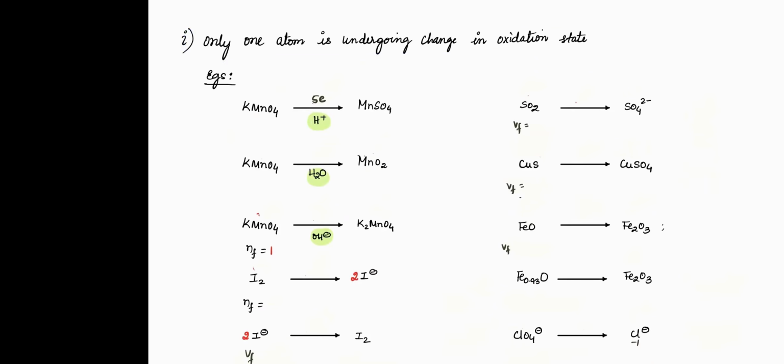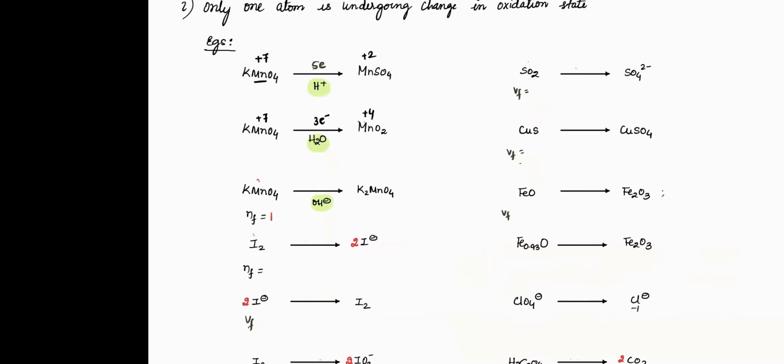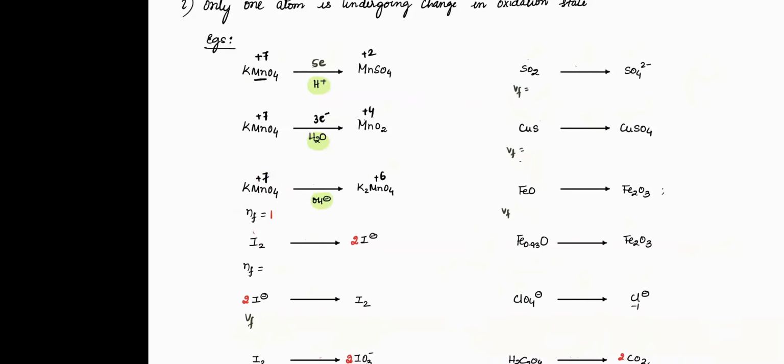Check it out. If only one atom is undergoing an oxidation change or a reduction change, for example manganese in this case, the oxidation state of manganese is +7 and here it is +2. So if it has to go from 7 to 2, the number of electrons it should transfer is 5. Similarly, check out KMnO4 here, +7. Manganese here is +4. So the number of electrons transferred is 3. And KMnO4, this is +7, changing to +6. So the difference is 1. So the valency factor is 1.